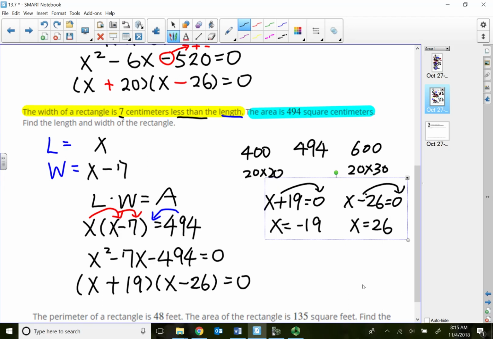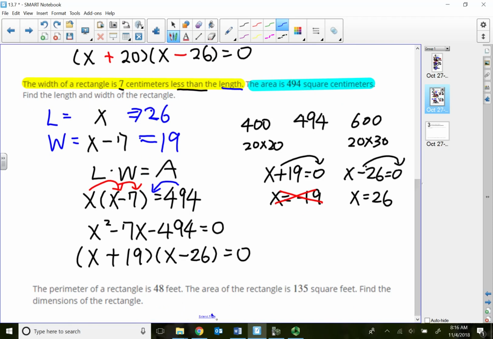All right. Since I cannot have a negative length, my length is going to be positive 26. My width is 26 minus 7, which is 19. Hold on a second. Let me see. All right, these are my two answers.